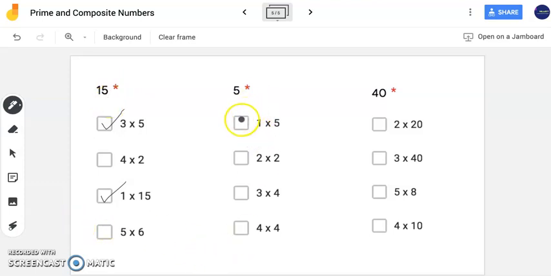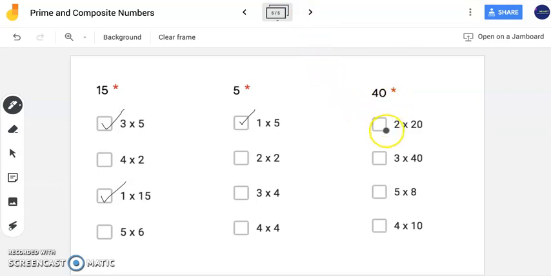Now, number 5. All I have is 1 times 5. 2 times 2 is 4, 3 times 4 is 12, 4 times 4 is 16. So unfortunately, we just have one answer here. So 1 times 5, we can clearly classify this as a prime number because there's only 2 factors, 1 and itself.